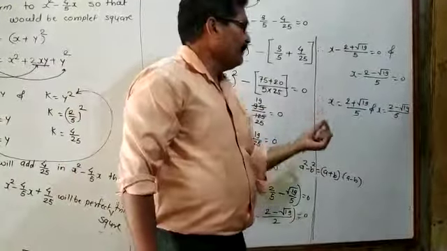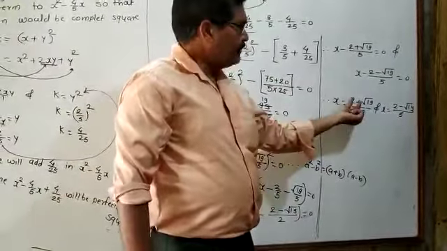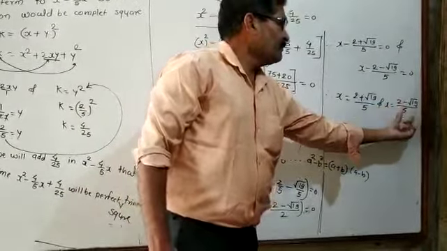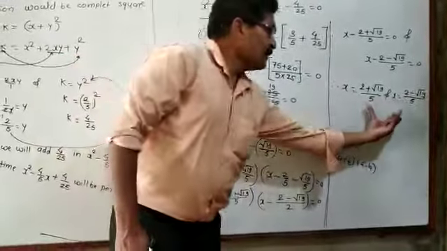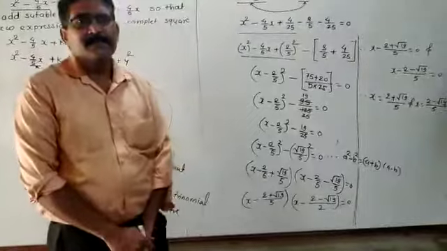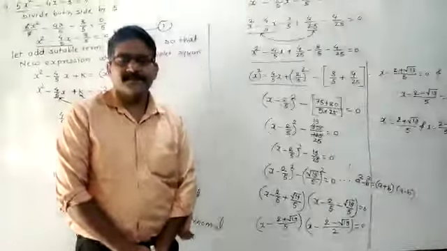If you want to find out the value of x, at that time x is equal to 2 plus square root of 19 upon 5 and x is equal to 2 minus square root of 19 upon 5. These two are the roots of the given quadratic equation. I think you understand these things. Then you have to write all these things in the notebook.